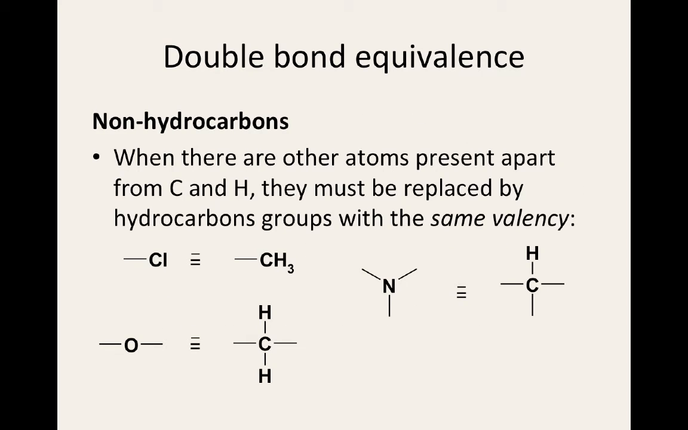In molecules which contain elements other than carbon and hydrogen, we must replace the heteroatoms with hydrocarbon groups of equivalent valency. Halogens, such as chlorine, join to the rest of the molecule via one bond, so can be replaced with a hydrocarbon group which also attaches to molecules via one bond, in this case a methyl group. An oxygen atom attaches to molecules via 2 bonds, and so can be replaced with a CH2 group. A nitrogen atom attaches to molecules via 3 bonds, and should be replaced with a CH group.